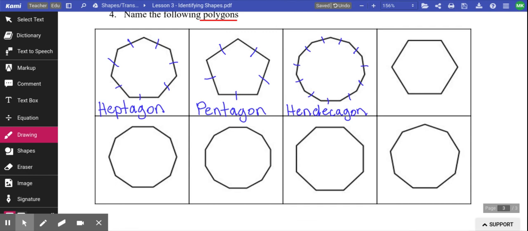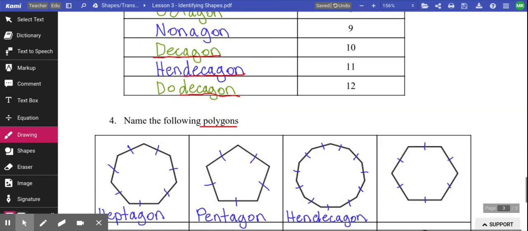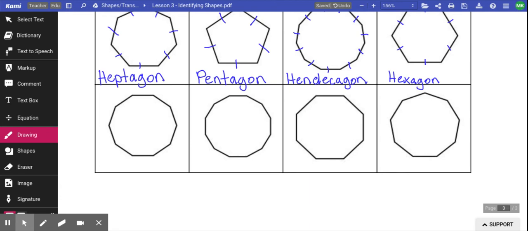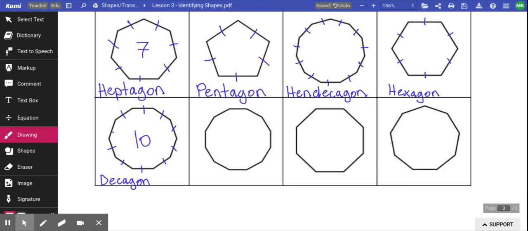We look over to our one on the right. We have 1, 2, 3, 4, 5, 6 sides. Look up my chart. 6 sides is a hexagon. We look over at our one on the bottom left corner. We want to name that polygon. We count the sides. 1, 2, 3, 4, 5, 6, 7, 8, 9, 10. 10 is a decagon. Actually, I'm going to write the number of sides in the middle so you guys have that.